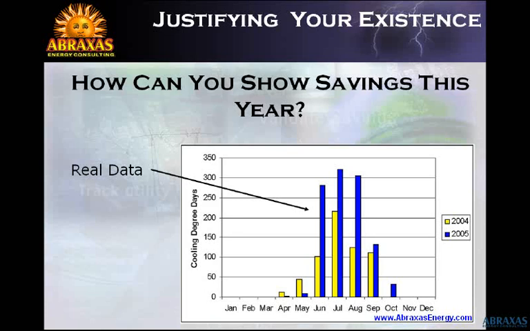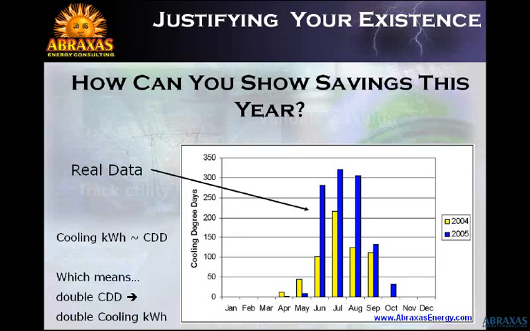Well, why do cooling degree days matter? Cooling degree days are proportional to the amount of cooling energy usage. And if you have twice as many cooling degree days, it means you're doing twice as much air conditioning.